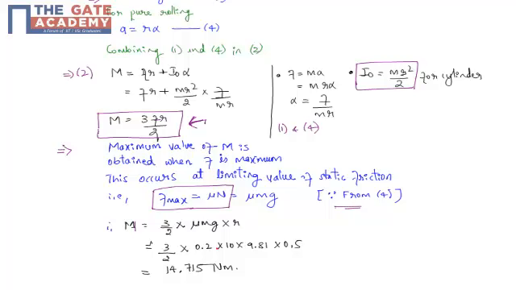The mass of the cylinder is given as 10 kg, g is the acceleration due to gravity, which is 9.81, and r is the radius of the cylinder. As the diameter is 1 meter, we get r as 0.5 meter, and mu is the coefficient of friction, which is given in the question as 0.2. So we will get the final answer for the maximum value of the moment as 14.7 Newton meter. And this is the final answer. Thank you.